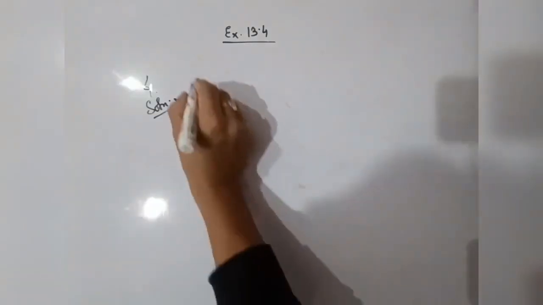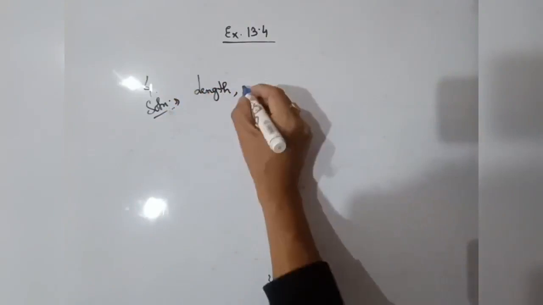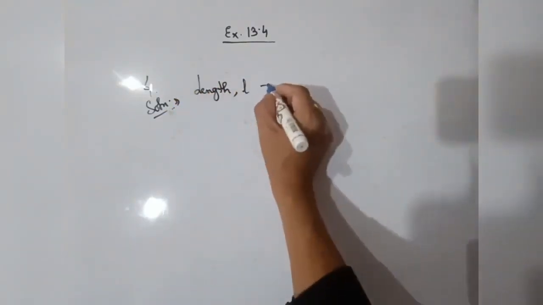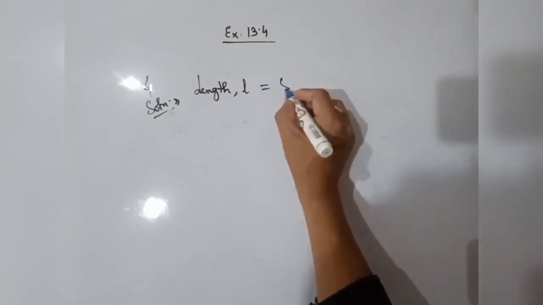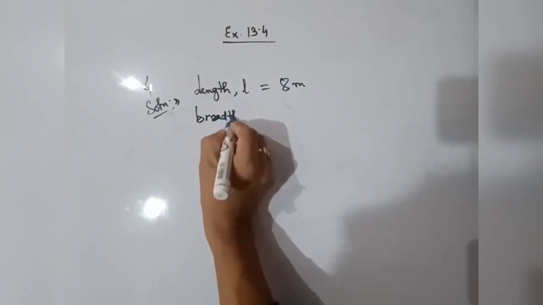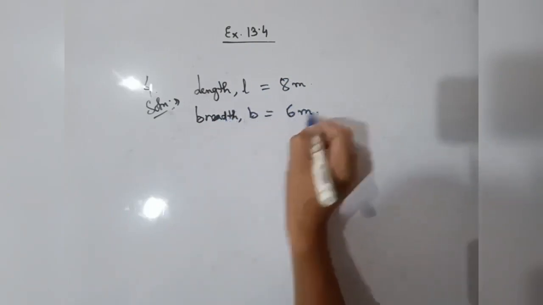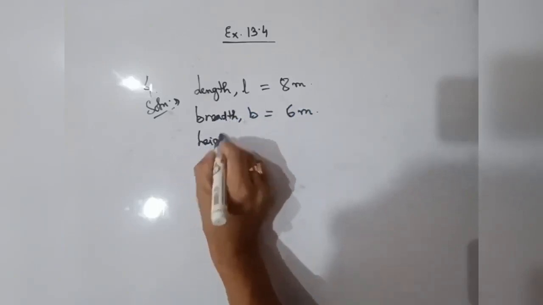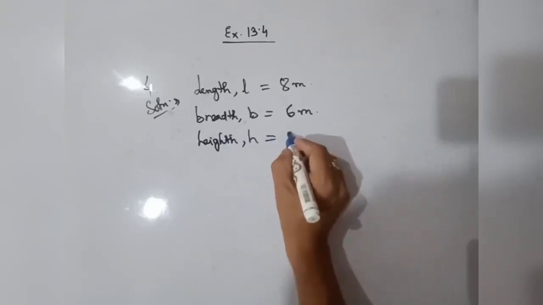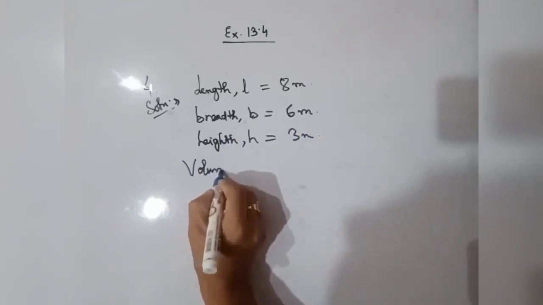So the length of the pit, let length be represented by the small letter l, of the pit is 8 meter, and the breadth of the pit is 6 meter, and the height of the pit, that is the depth of the pit, is given as 3 meter. So let us find the volume of the pit.